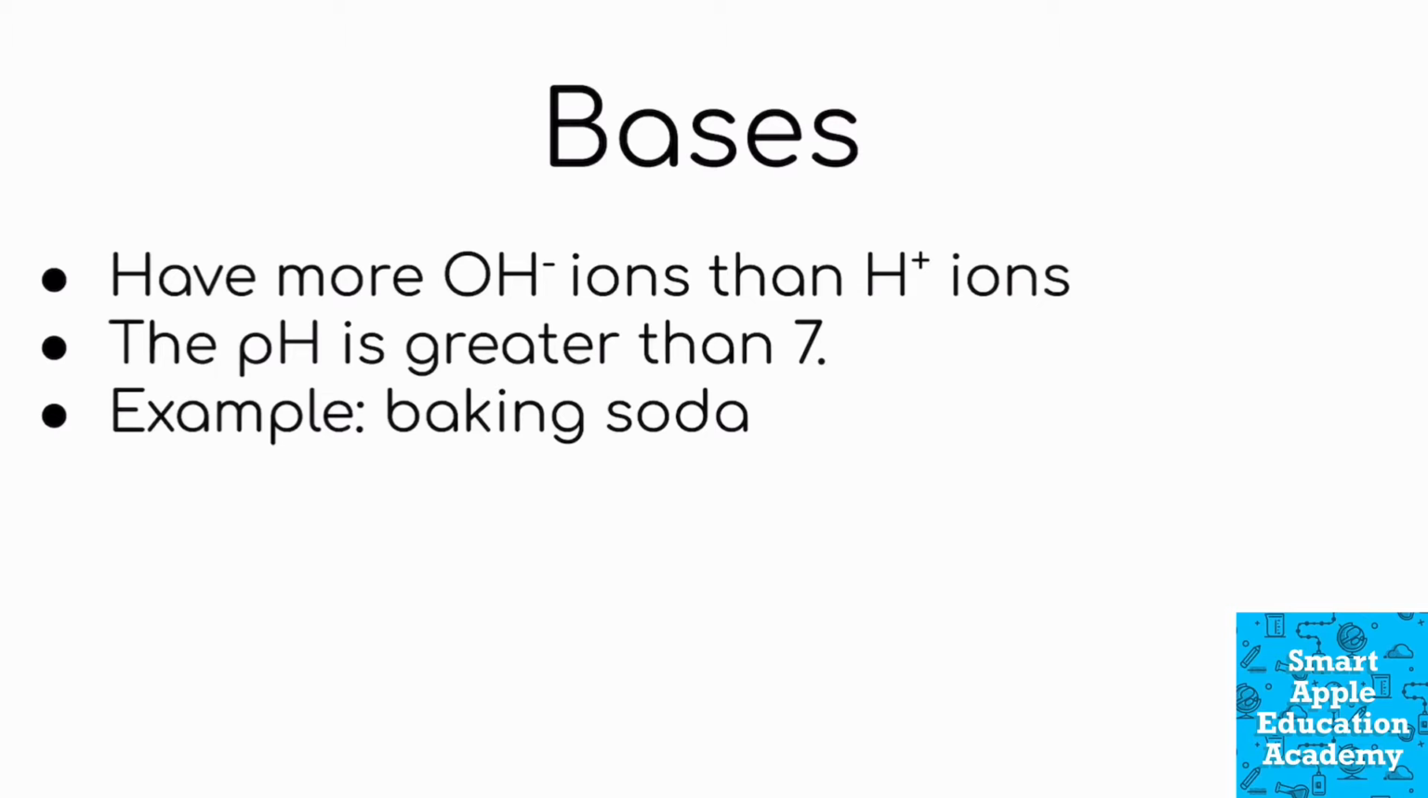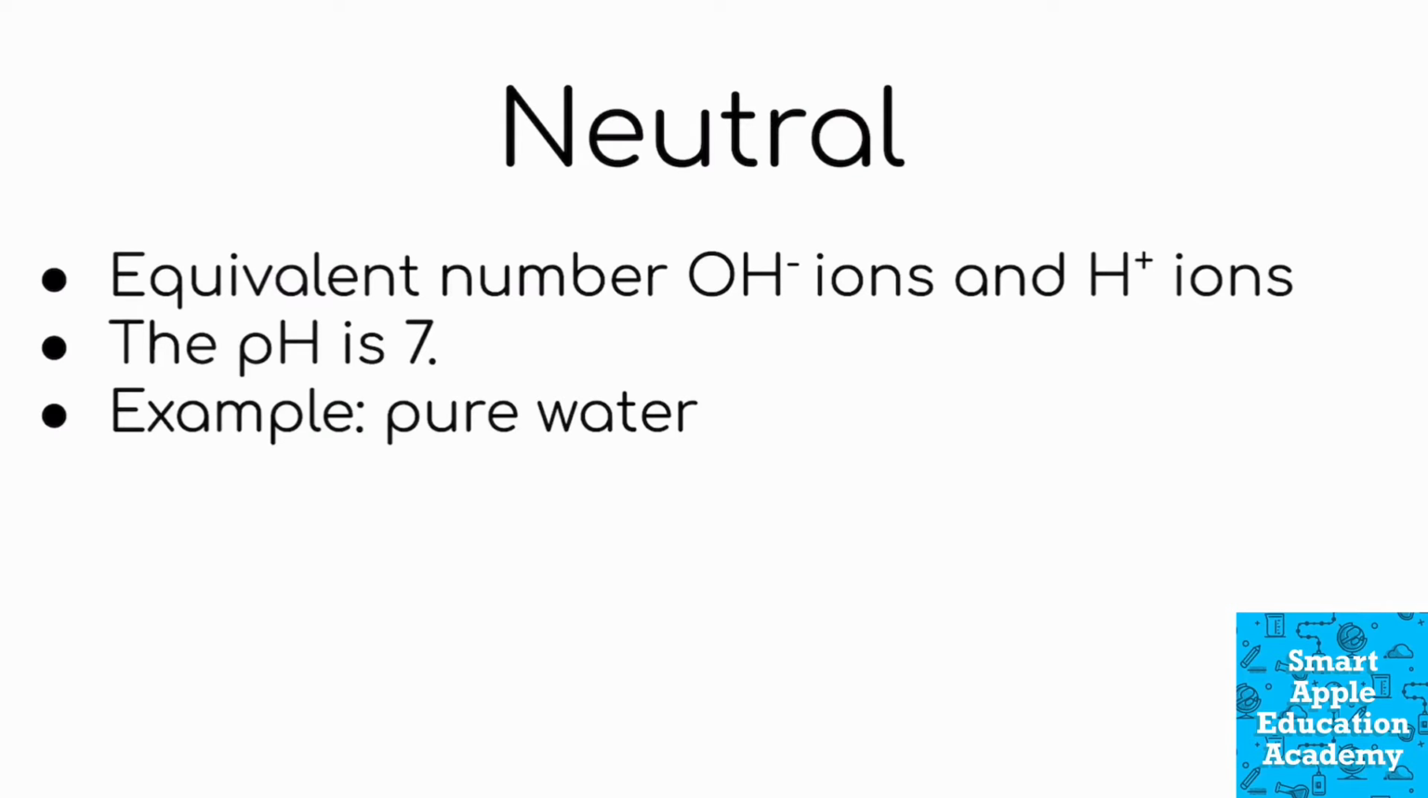Now let's move on to things, or I should say solutions, that are neutral. For solutions that are neutral, there is an equivalent number of OH minus ions, or hydroxide ions, and H plus ions, or hydrogen ions. The pH is 7 for neutral solutions. Here is an example of something that is neutral. Something that is neutral is pure water.